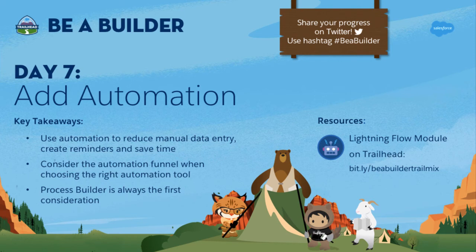And when we're thinking about adding automation, we should consider the automation funnel to decide which tool to use when. Lastly, the automation funnel starts with Process Builder, meaning it is the first tool to consider using when you want to automate a process. Why? Well, it has a lot of functionality and it is relatively easy to use. Then, if it does not meet your requirements, you can start considering tools like Flow and Triggers.